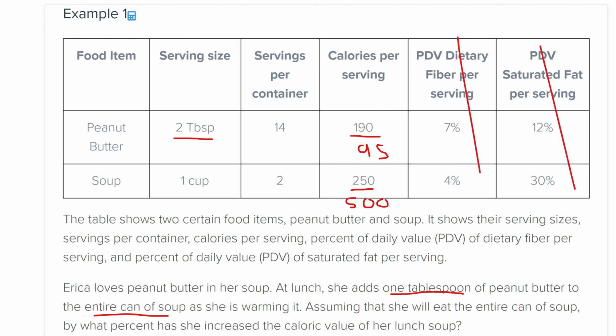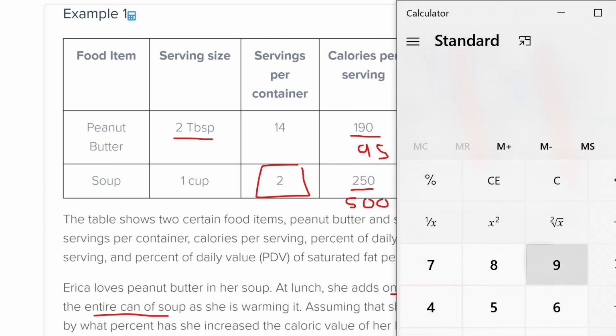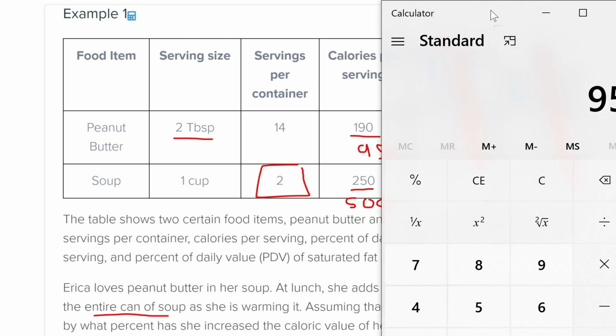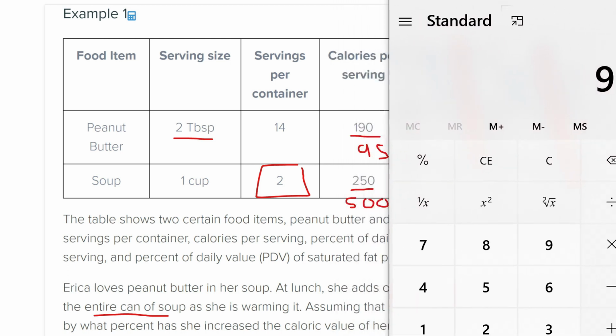Okay, so she's adding 1 tablespoon, which is 95, to 1 entire can of soup, which is 2 servings, so 500. By what percent has she increased? Do you know the percent increase formula? So I've got my calculator here. The percent change formula is the difference or change. So she's added 95 over the original. And the original here was 500, the can of soup.